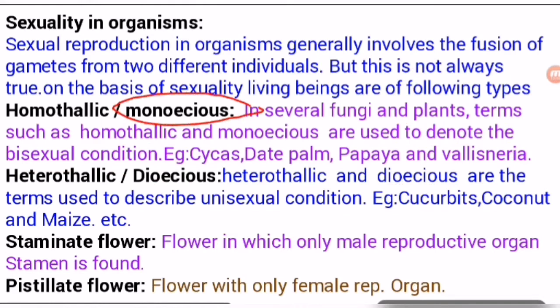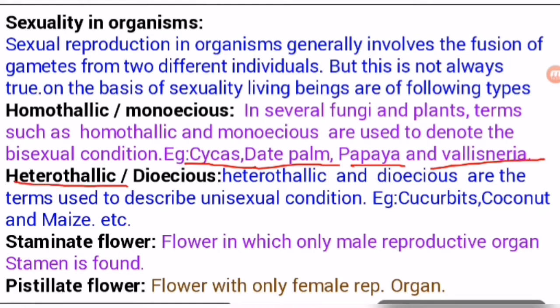You can understand it very well. It is the trick. Mono means single. A single individual is required for two types of gamete production, male and female. So this is monoecious. What are the examples? Cycas, it is bisexual, two types of cones are formed. Date palm, papaya and Vallisneria. So these are the different examples of homothallic or monoecious.